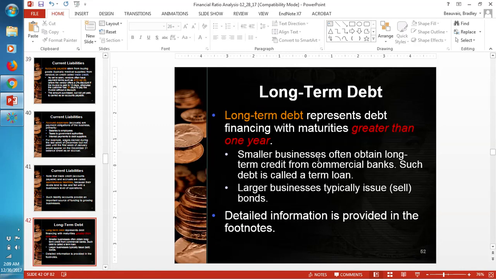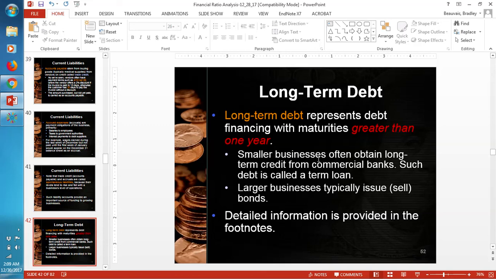On the long term side, we have any sort of debt instrument, any sort of debt obligation with maturity greater than a year. Okay, so for smaller organizations, long-term credit from commercial banks, large bank loans, or a term loan can be considered a long-term debt. For larger organizations, especially hospital systems, you're going to see this in the form of a bond, which we've talked about previously.